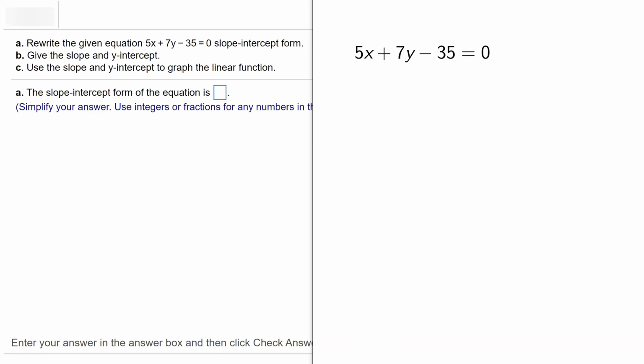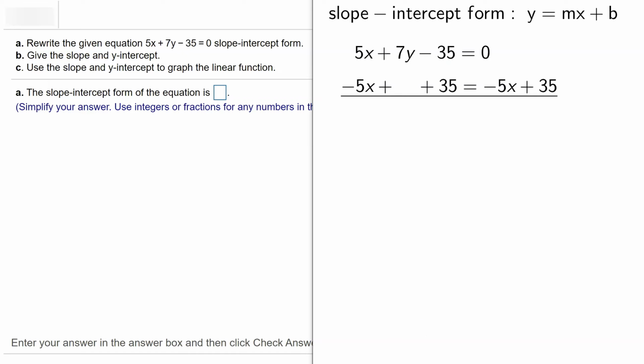Here's my equation. And remember, the slope-intercept form of a line has y on the left-hand side equals mx plus b. M, the coefficient of the x, is the slope, and b is the y-coordinate of the y-intercept. So I'm going to have to solve my equation for y. So I'm going to have to subtract 5x and add 35 to both sides of the equation.